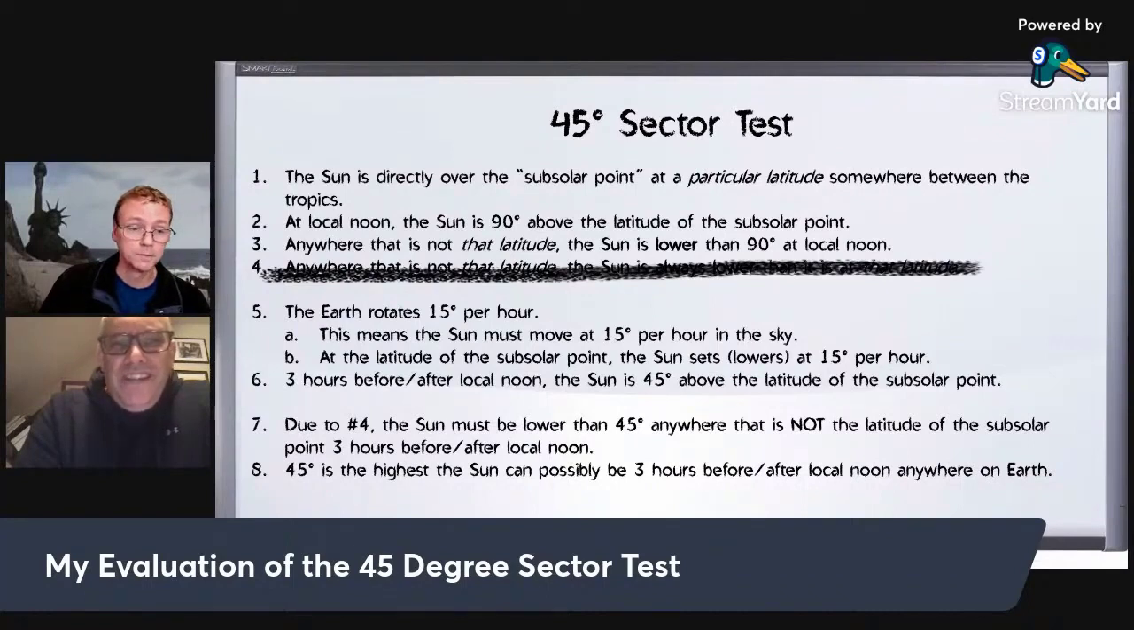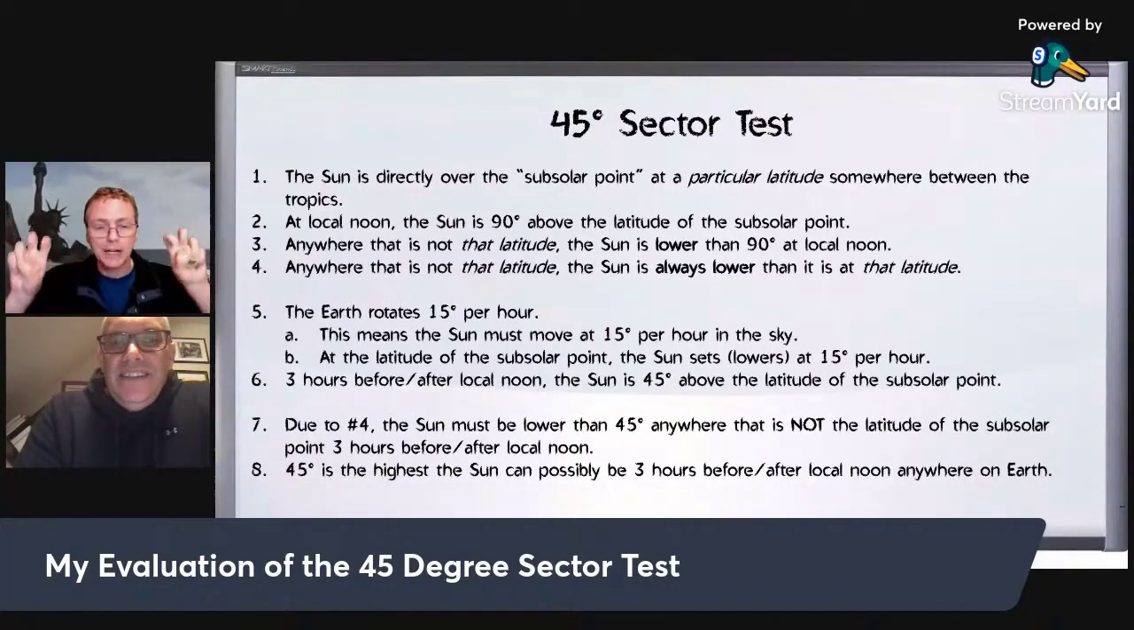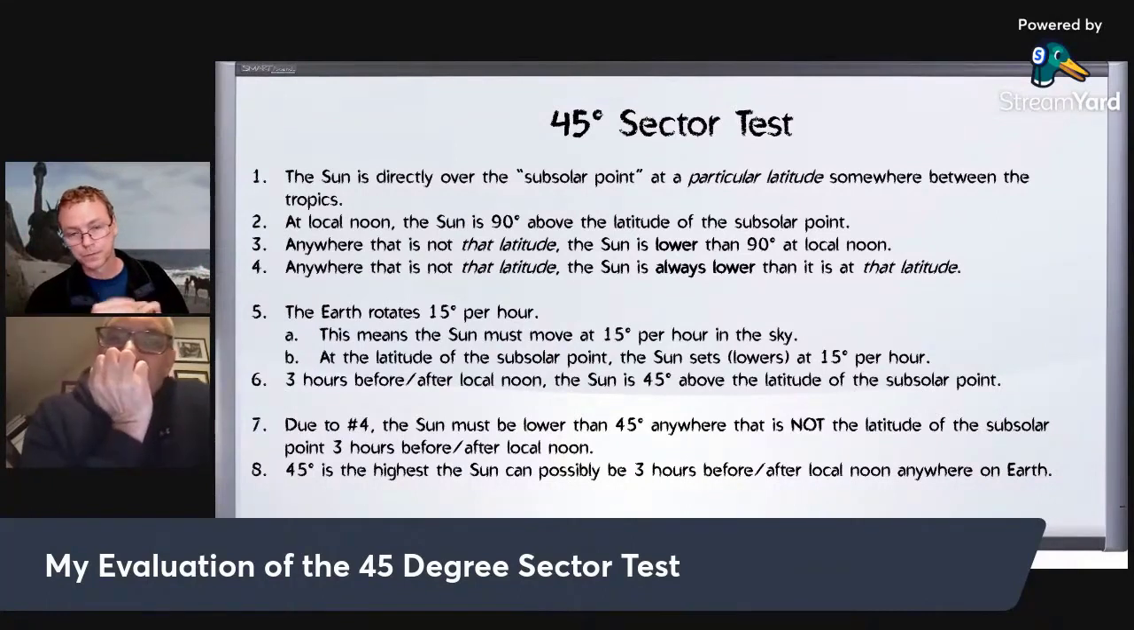What was statement 4 again? Statement 4 is anywhere that is not at, I'm calling it that latitude, the latitude where the sun is at 90 degrees. So on the solstice, that is the Tropic of Cancer. Anywhere that is not the Tropic of Cancer, well, you have to look at time. The assumption we have made is that all day long, the sun is always lower than it is at the Tropic of Cancer. But that is not true.